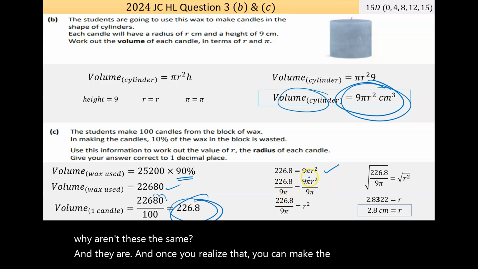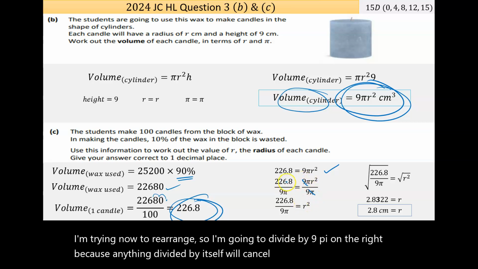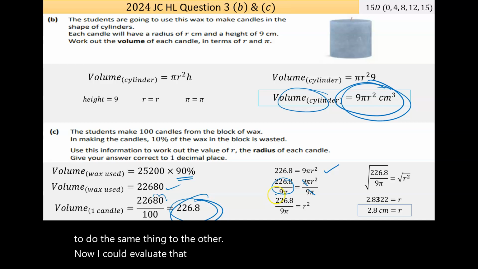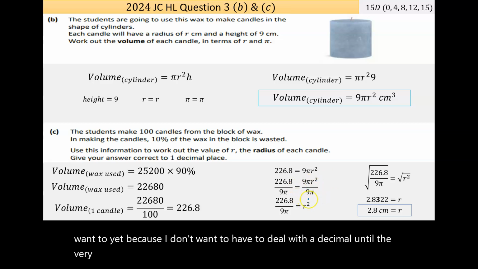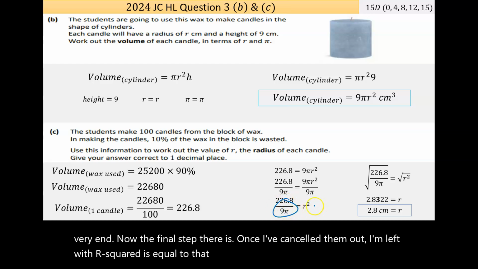Now, I'm trying now to rearrange. So I'm going to divide by 9 pi on the right because anything divided by itself will cancel out. If I do it to one side, I have to do the same thing to the other. Now, I could evaluate that number, that's just a number. But I don't want to yet because I don't want to have to deal with a decimal until the very end. Now, the final step there is once I've cancelled them out, I'm left with r squared is equal to that number. Now, to get rid of the square, I'm going to square root the r squared.